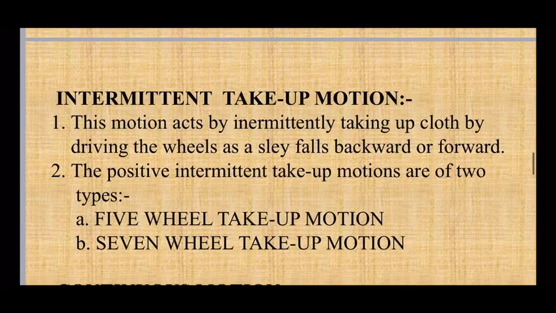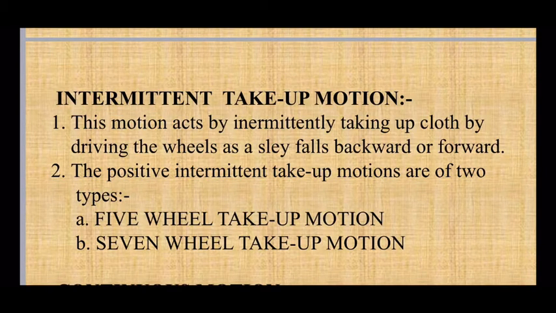Then intermittent take-up motion. This motion acts by intermittently taking up cloth by driving the wheels as the sley falls backward or forward. Because when the sley is moving back, whatever motion we are using, either backward motion or forward motion, if we are using the backward motion, it means at the time of forward motion it will remain in stop position. So it is working and then stopping, working and stopping. That's why it is known as intermittent, means it is not continuous, it is working intermittently. That's why this is known as intermittent take-up motion.